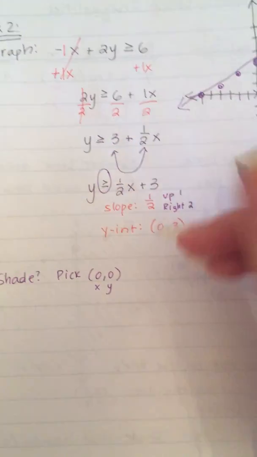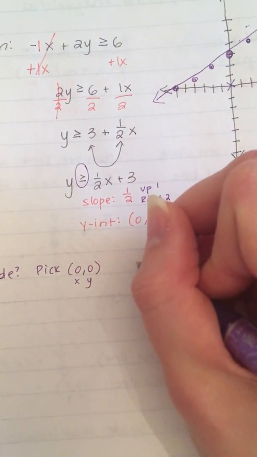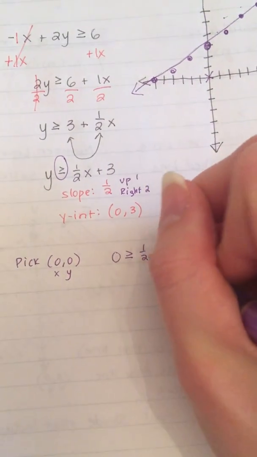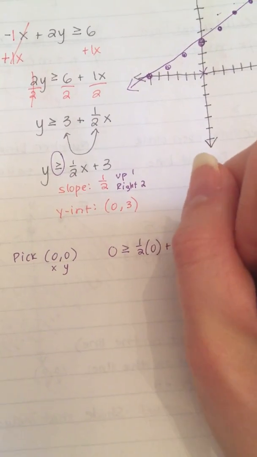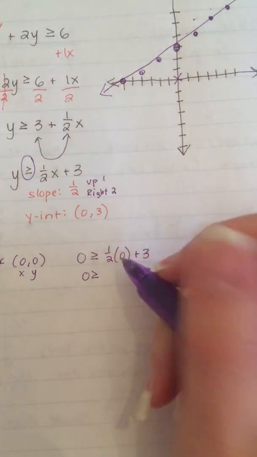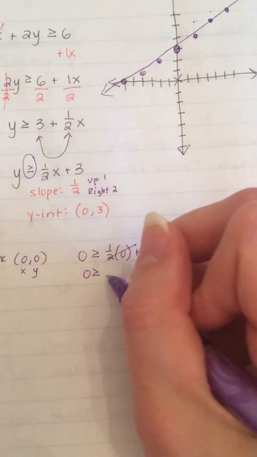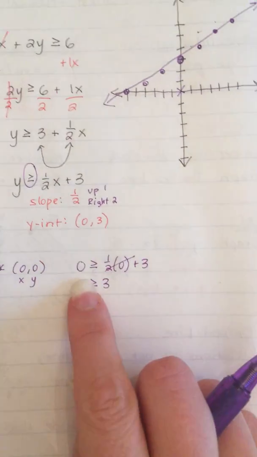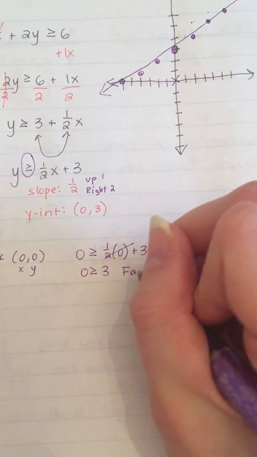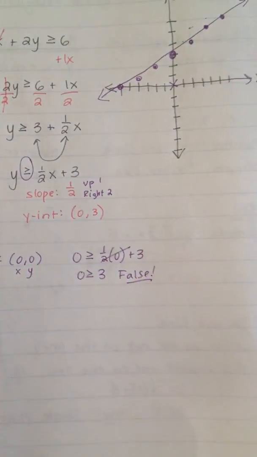So I'm going to plug it into this here, and it'll now say 0 is greater than or equal to 1/2 times 0 plus 3. We're going to simplify this. 0 is greater than or equal to 1/2 times 0, which is just 0, and then you get 3. So is 0 greater than or equal to 3? No, that is a false statement.